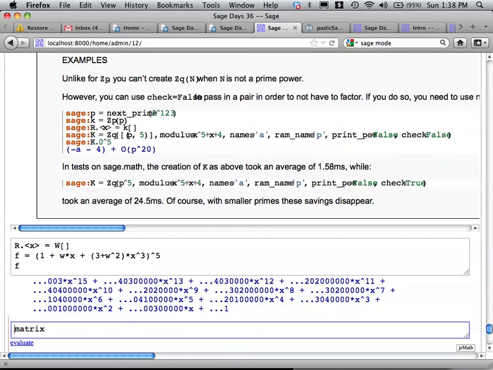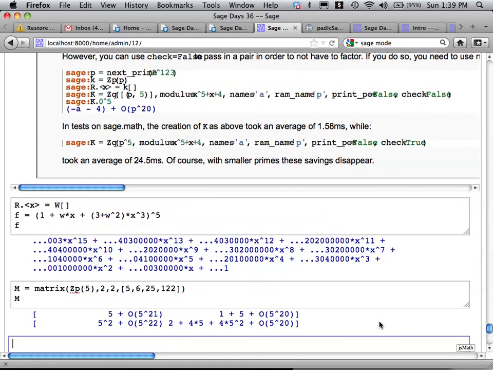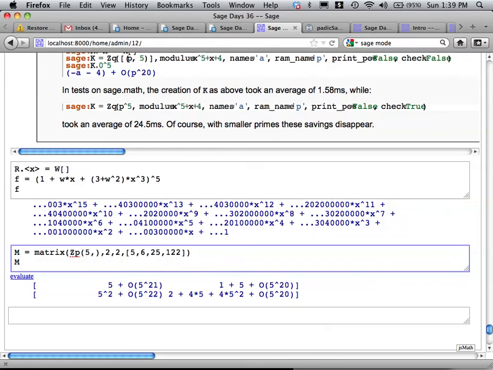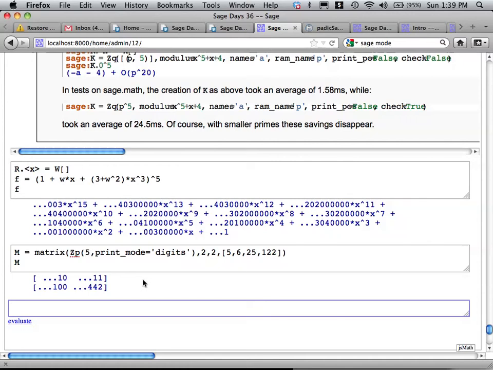You can create matrices over p-adics. In general, in Sage, you give... right, so here's a matrix. Maybe I would like to use a different printing mode. And you can do arithmetic with matrices, square them, etc.